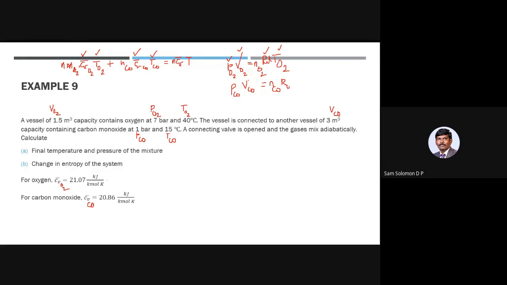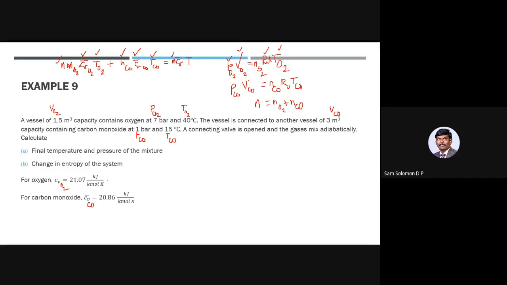Okay, so you can write down the same equation replacing the subscripts oxygen with carbon monoxide. So that will give you N of CO. So now, after estimating the values of N of O2 and N of CO, that is also known to us. So this small n is nothing but N of O2 plus N of CO. The total number of moles is nothing but N of O2 plus N of CO.